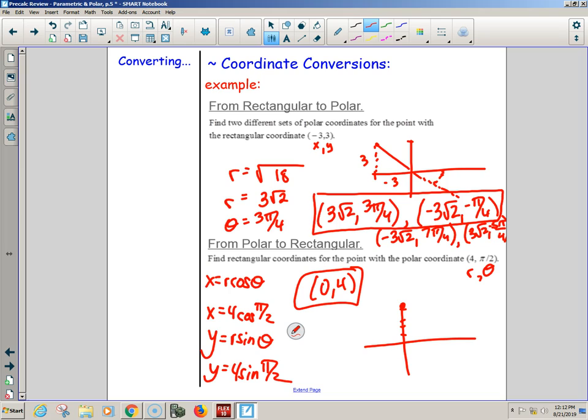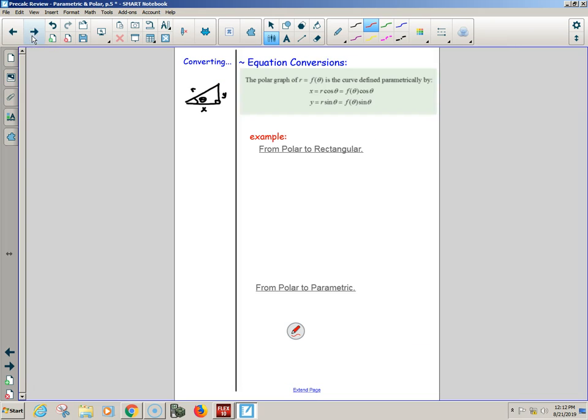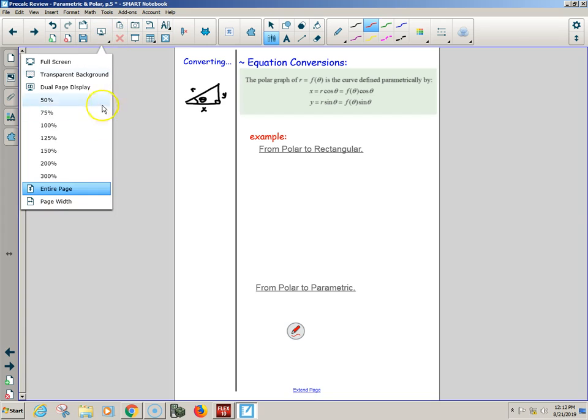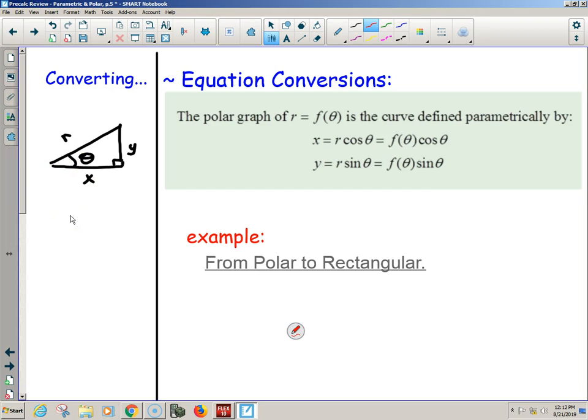Questions on point conversions or coordinate conversions? Does visualizing help? Yes, I think so. But is that the only type of conversion that's out there? Nope. How about equation conversions? Before we get to equation conversions, can we talk about something real fast? Before we talk about equation conversions as far as examples, let's write a couple notes.